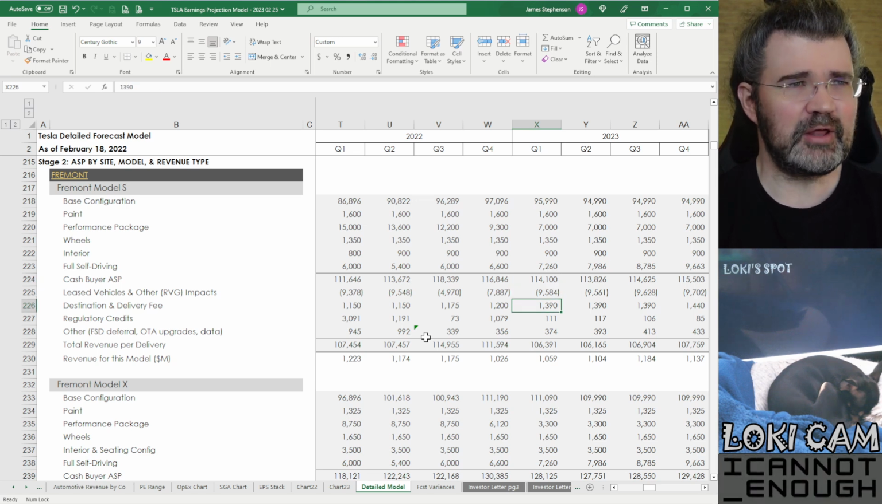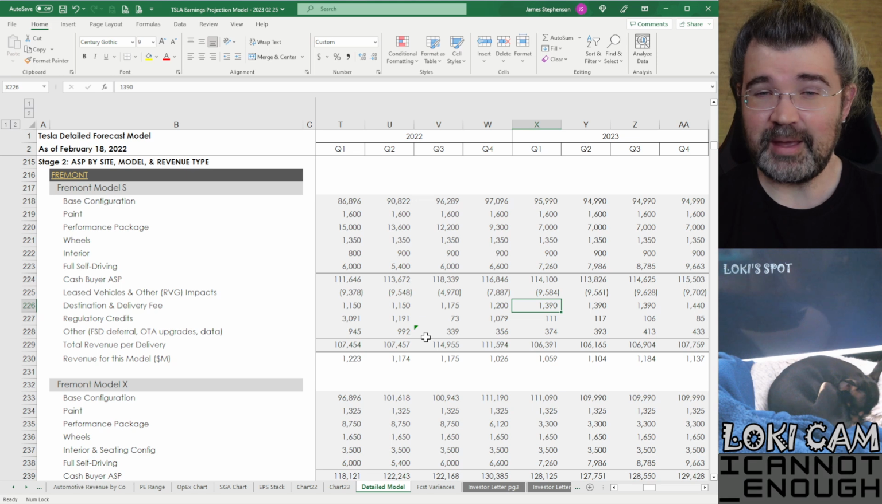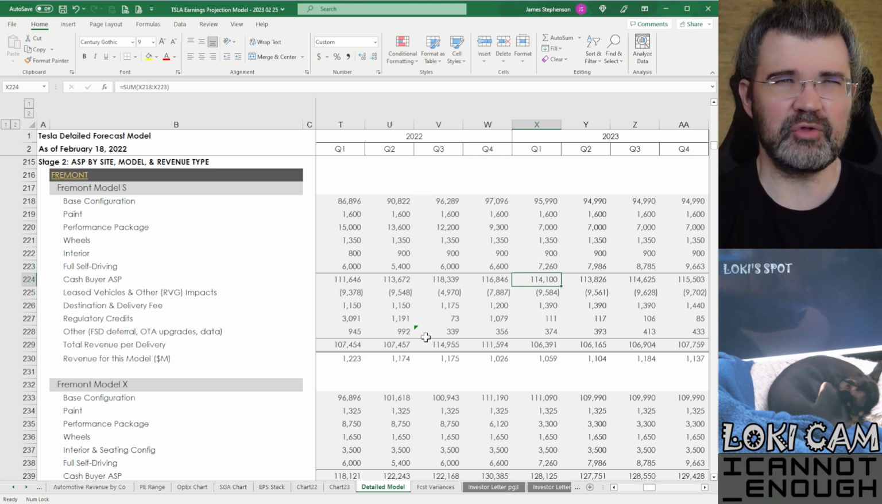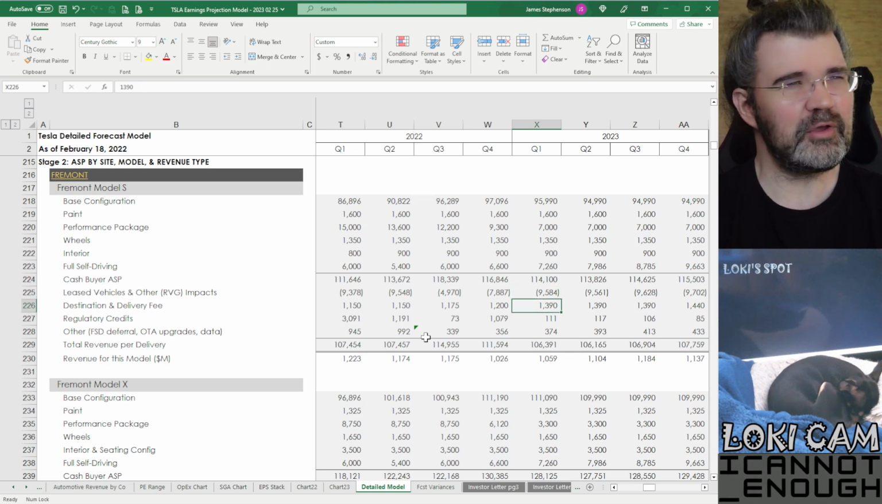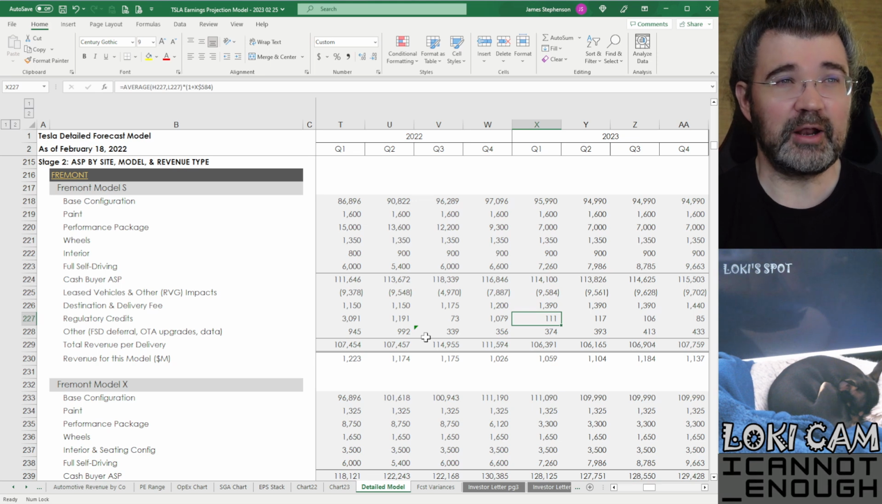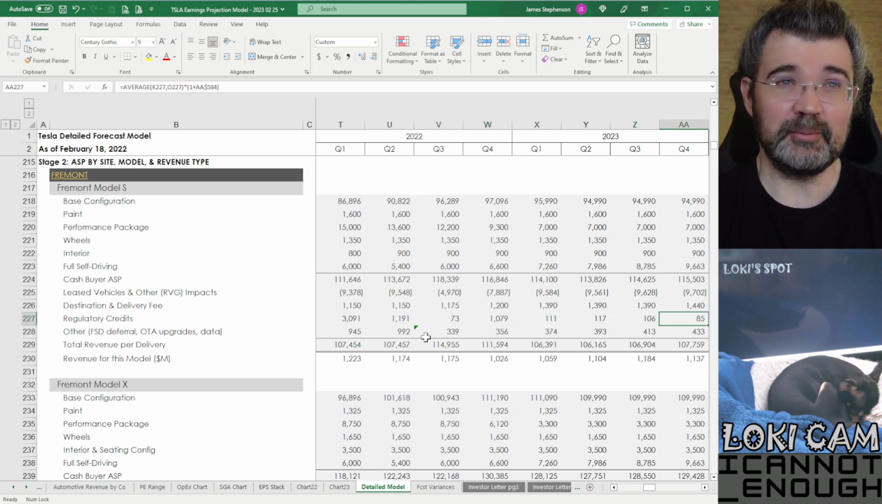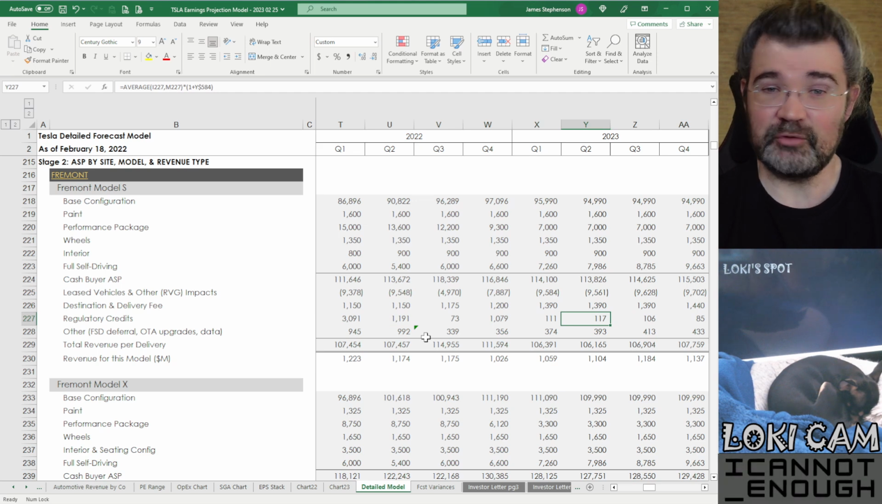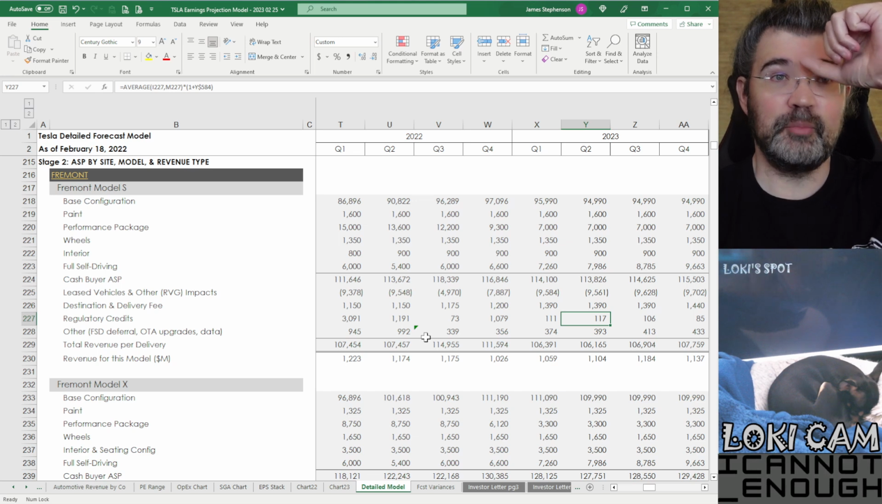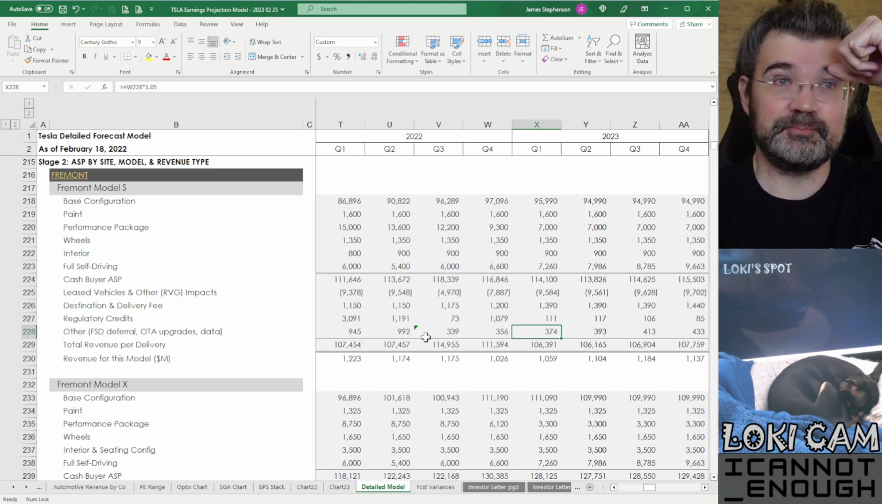The next one is the destination and delivery fee. Everybody has to pay that, even though it's not shown on the order configuration page. There's probably a footnote that tells you. I'd have to go check. Then we've got regulatory credit sales. These have been really high in some quarters. Last year, I have them really low in my forecast for 2023. So maybe this is an area where Tesla will beat on regulatory credits. I'm not assuming that those are going to be big amounts.